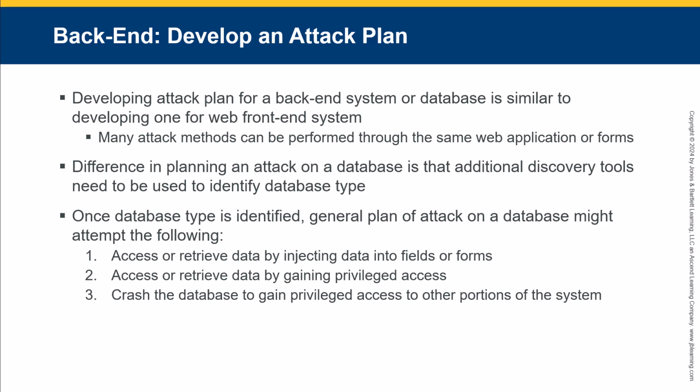Once the database is identified, a general plan of attack on the database might attempt to follow these steps. Access or retrieve data by injecting data into a field or form. Access or retrieve data by gaining privileged access. Try to gain privileged access. Lastly, crash the database to gain privileged access through other portions of the system. This may not always be the best option, but it's definitely a workable option.